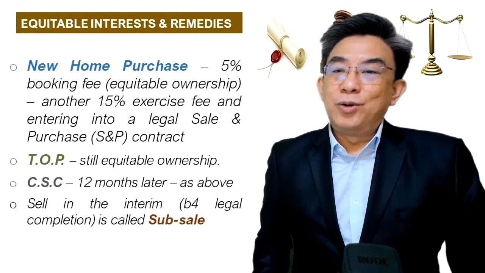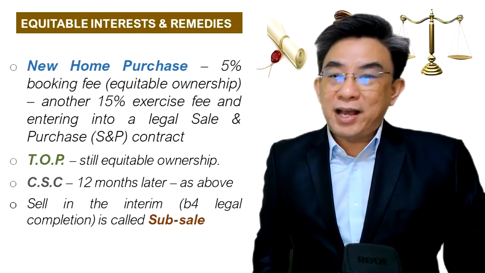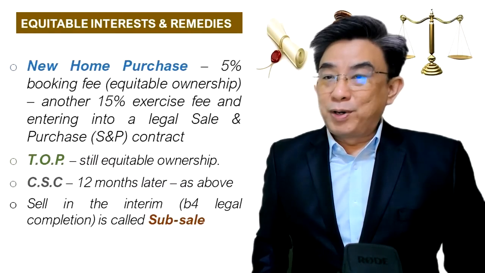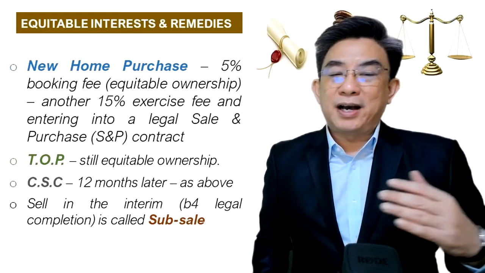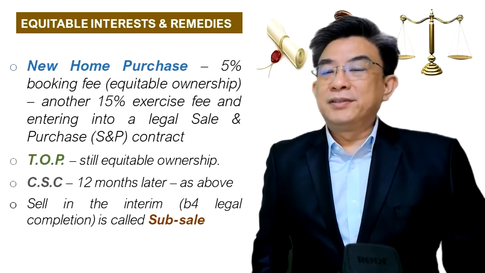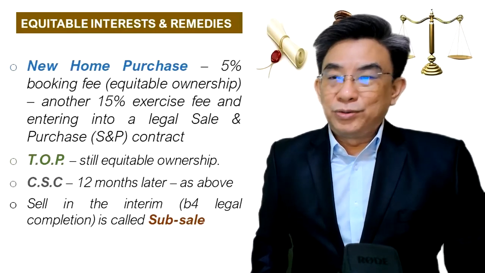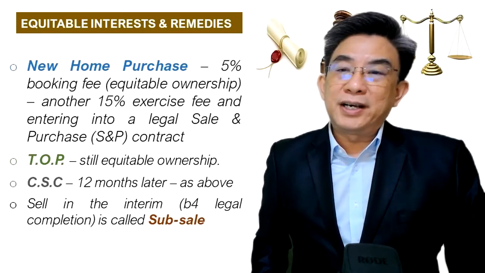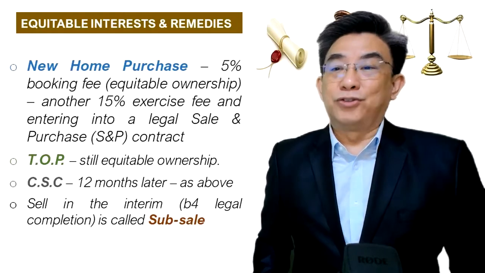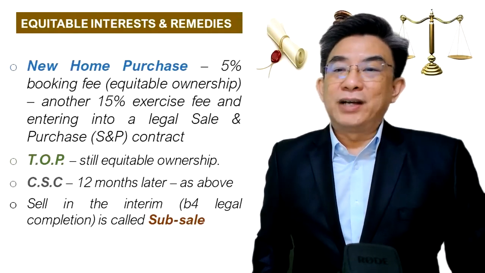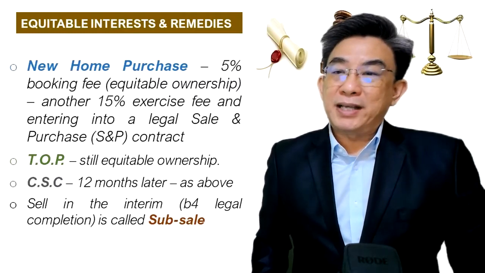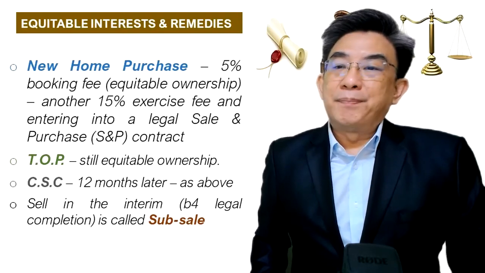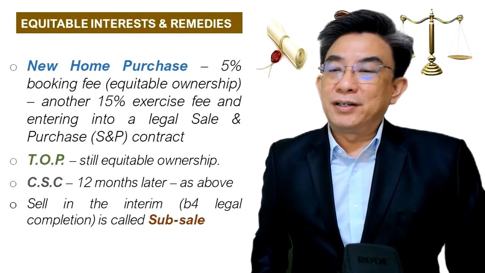Now let's use a new home purchase as an example to understand how an equitable mortgage eventually becomes a legal mortgage and legal ownership. Say you go to the showroom, you put a 5% booking fee. Obviously, you're not the legal owner yet. What you have is already a position to continue to buy. Three weeks later, you exercise, you put down another 15%. Five weeks later, altogether 2 months already, you enter into the legal contract, the legal sale and purchase agreement.